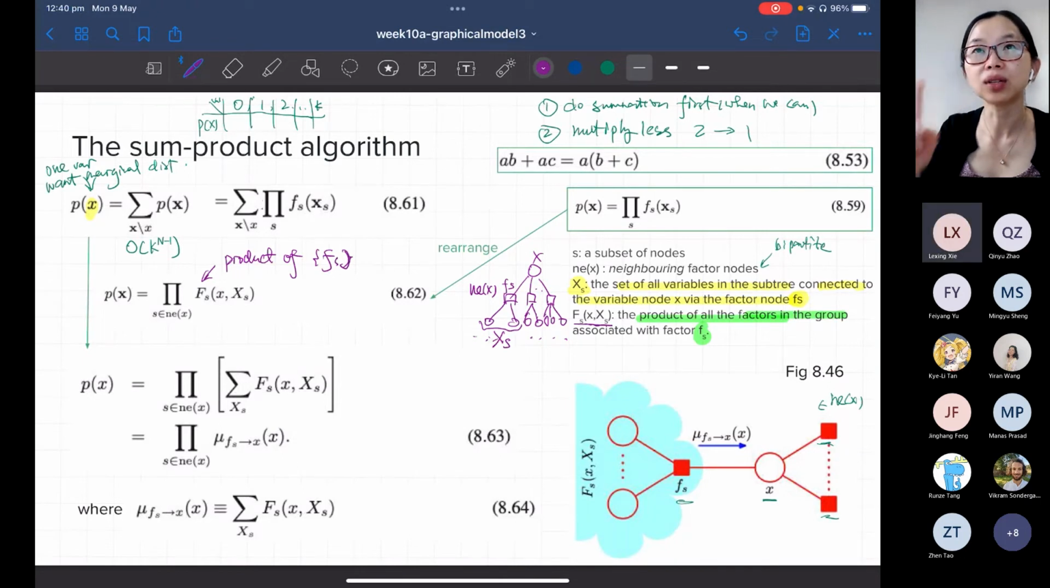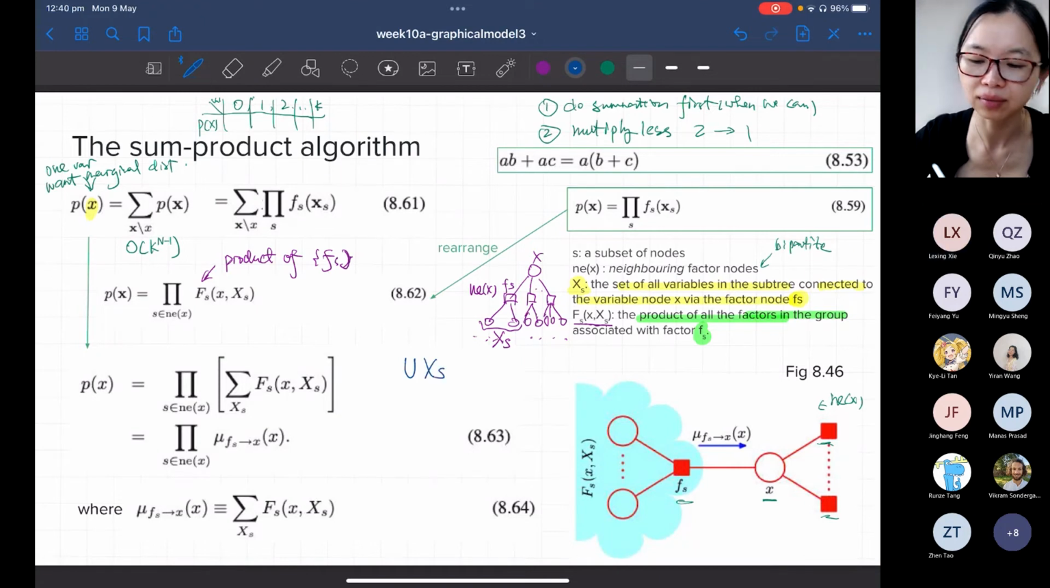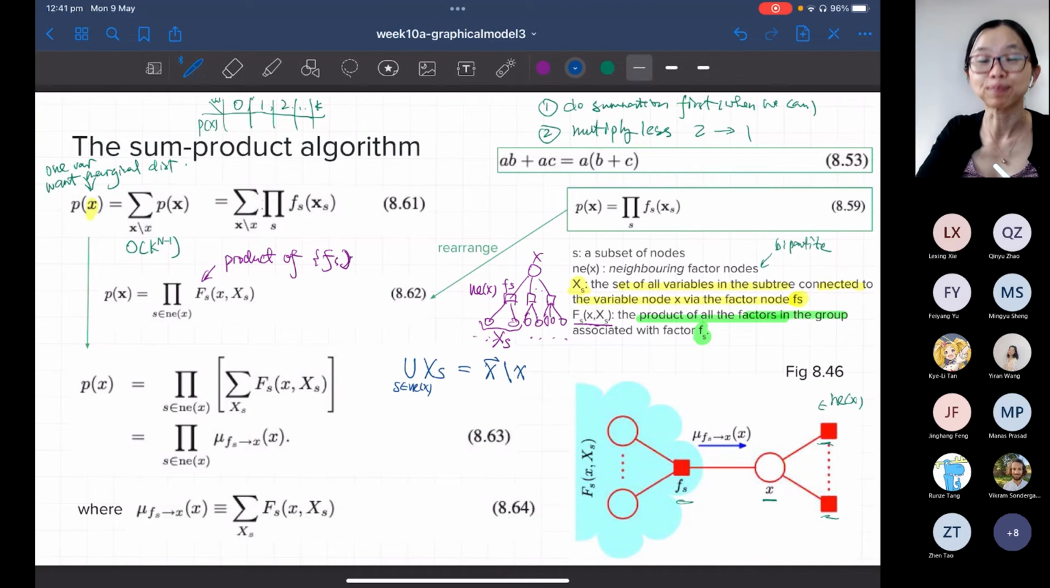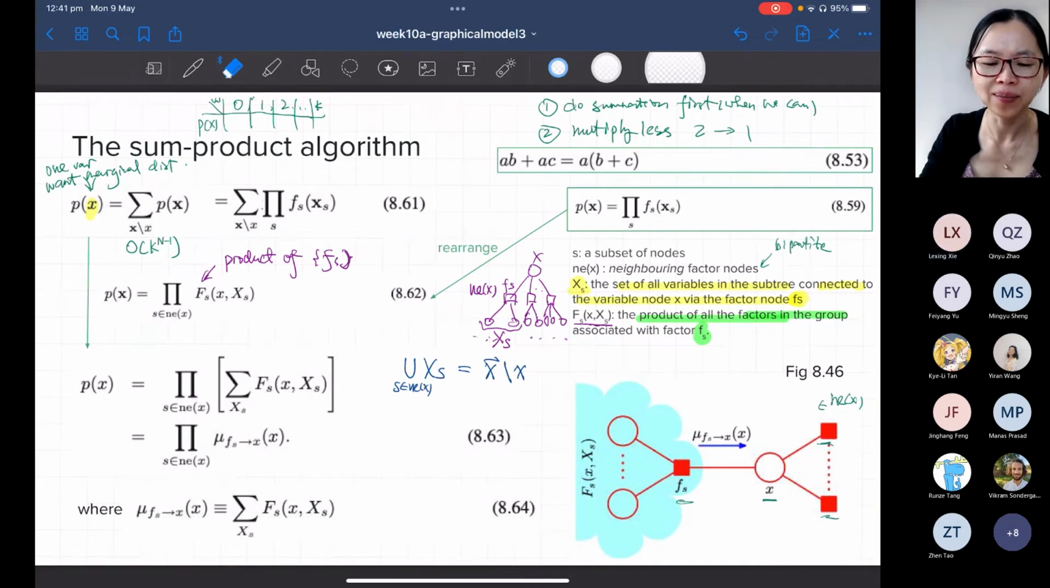So it is worth noting in this notation, use a different color, right? The union over x of s, like s over neighborhoods of x, is equal to basically all the variables minus the little x that we're looking at. So hopefully that's obvious based on this little tree structure we drew.